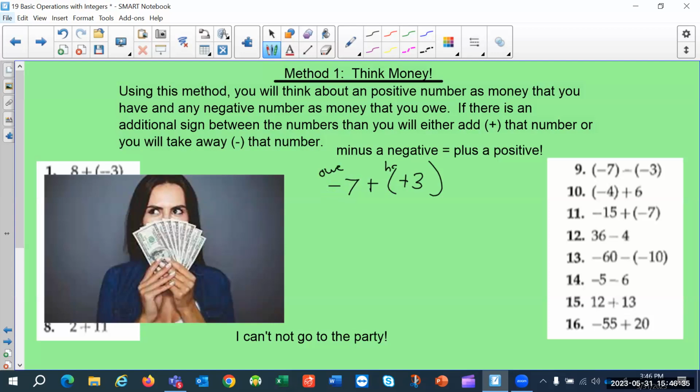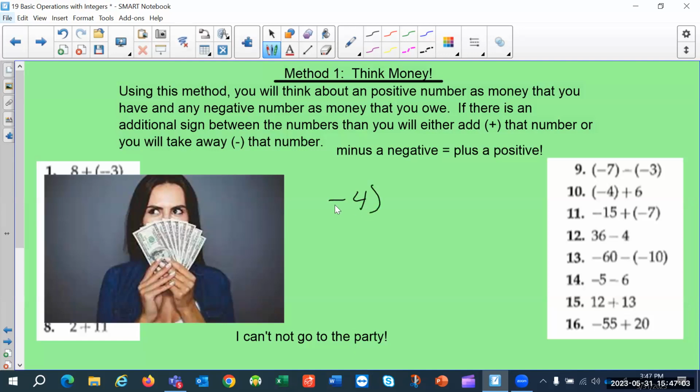But now we have $3. So we owe 7, we have 3. We can't quite pay off our bill. We're going to be negative. And we can't pay the difference. What's the difference between 7 and 3? What are you going to get over here? The -7 plus +3 equals -4.